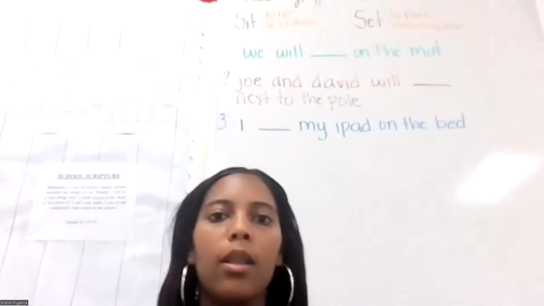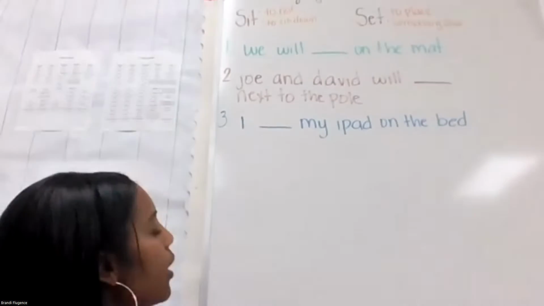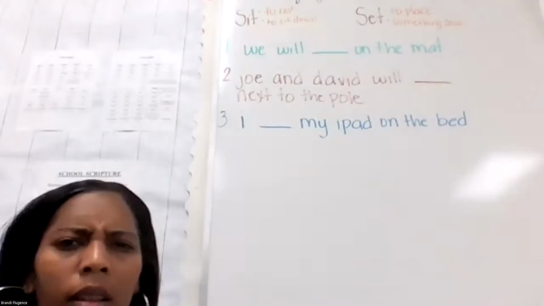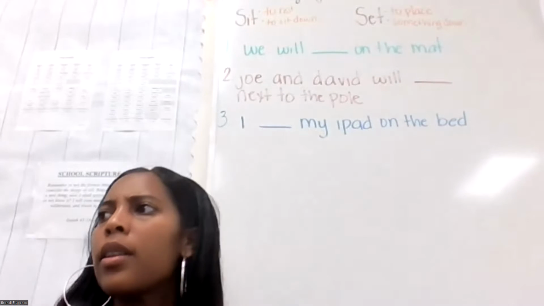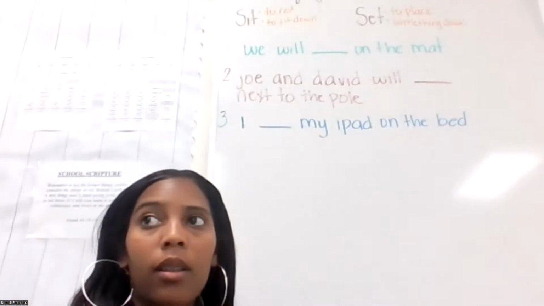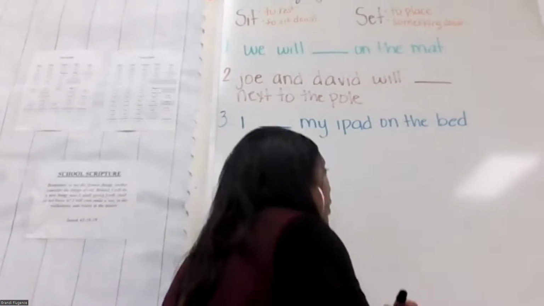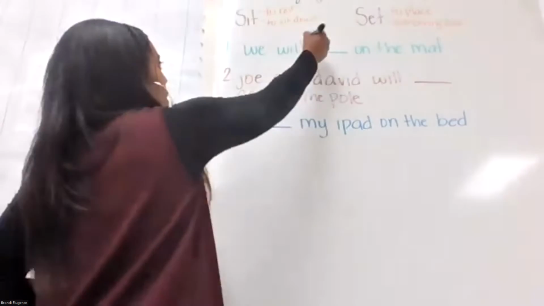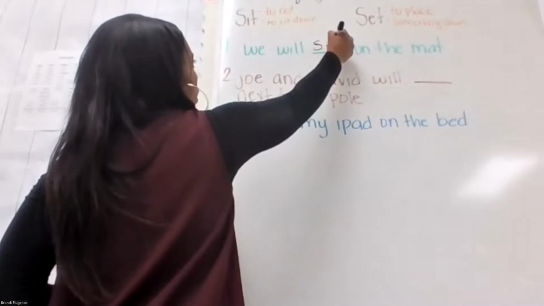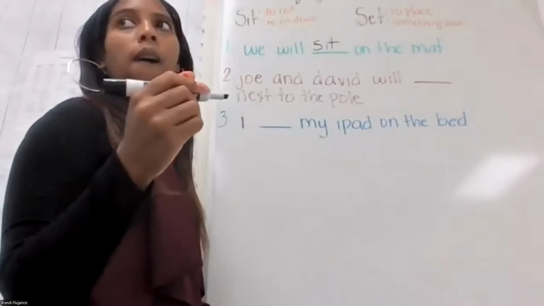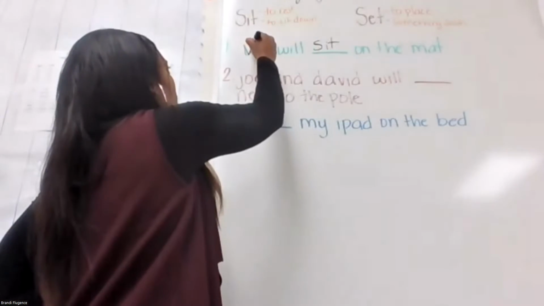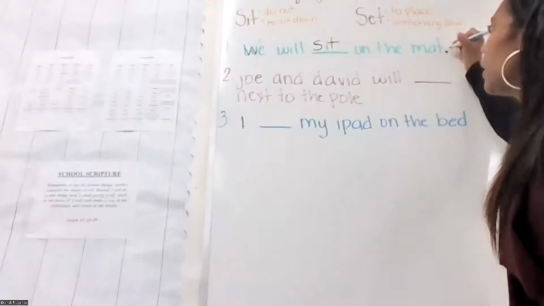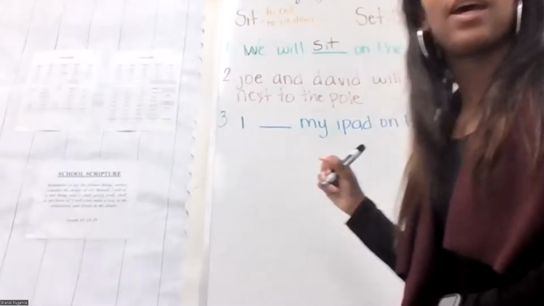All right, so number 1 says we will, is it sit or set on the mat? Sit. Okay? And what else should I do to make my sentence correct? I will put sit, but what about capitalization and all of that? Capitalize my first letter W, finish with the period, and it's sit. We will sit on the mat.